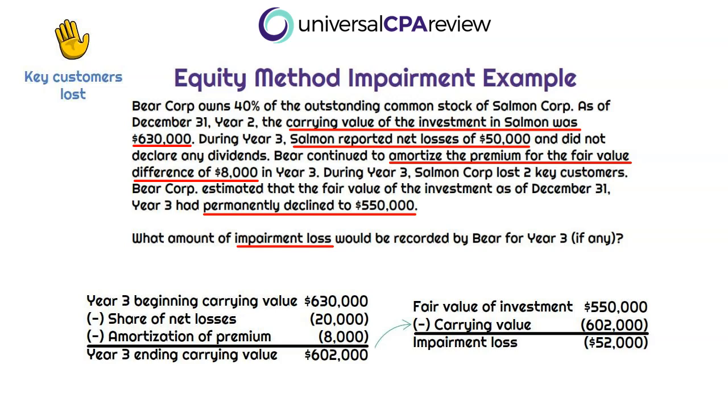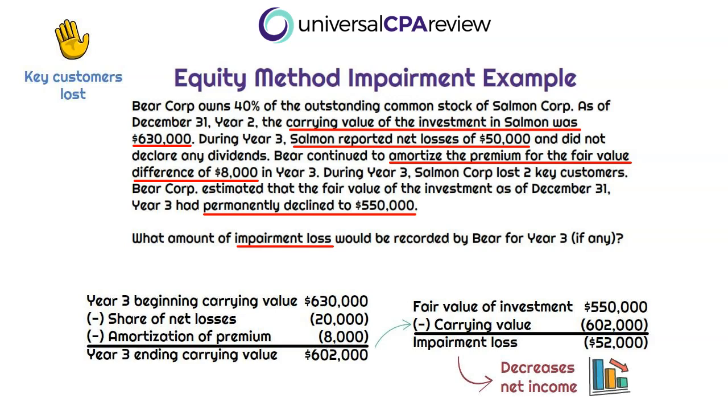Now that we have the year 3 ending carrying value, we can compare that to the fair value that was assessed by Bear's management team. So 550,000 minus 602,000. Obviously, that's a negative number. That means we have an impairment loss. That means the carrying value is above the fair value. That's not good because we want to carry our investments at fair value.